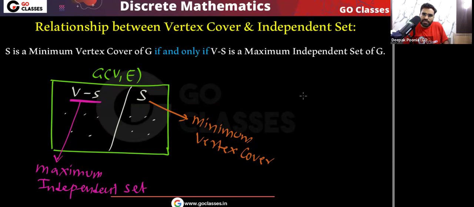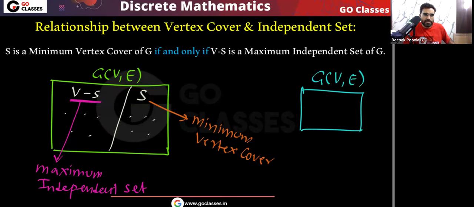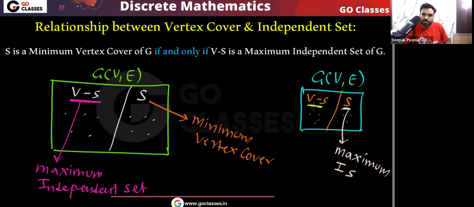And similarly, I can say this is the graph G(V, E). Similarly, if this S is a set of vertices, and these are the remaining vertices, and if this S is a maximum independent set, then the remaining vertices will be the smallest vertex cover. Then the remaining vertices will be the minimum vertex cover. I hope you understood.